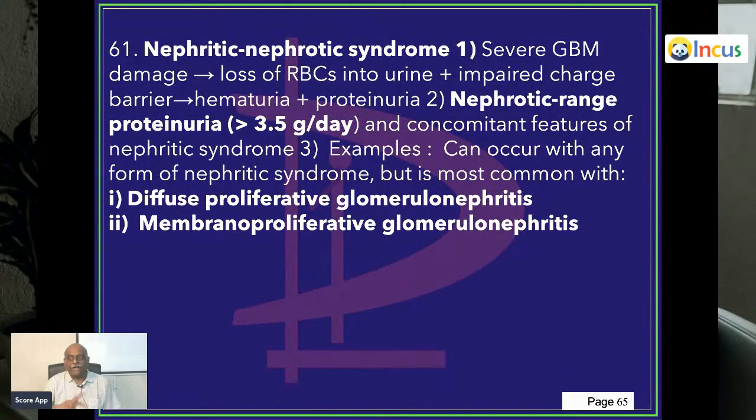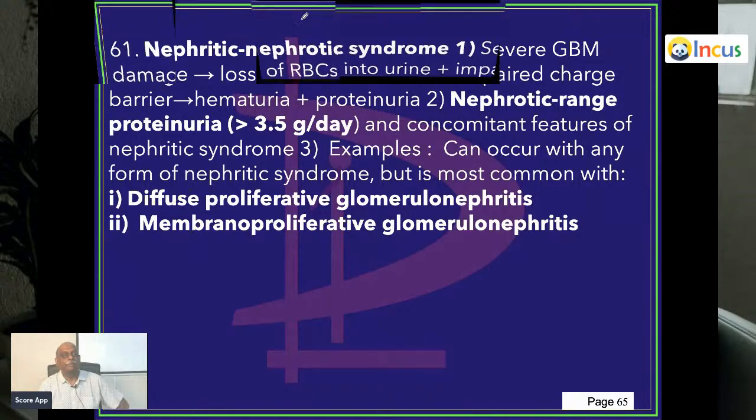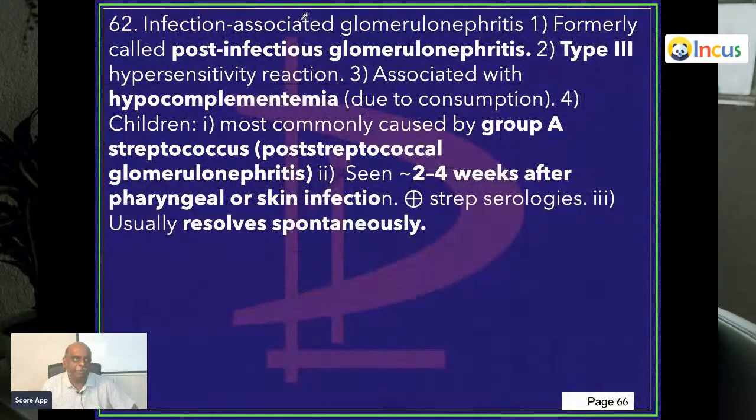Then you have nephrotic syndrome, both. You have a nephrotic range of proteinuria along with nephritis-like hematuria, hypertension, azotemia, everything. So diffuse proliferative and membranoproliferative glomerulonephritis are there, doctor. They have a nephrotic syndrome-like presentation is what you need to remember.